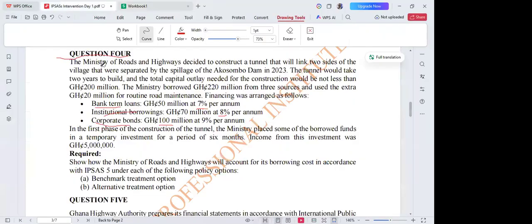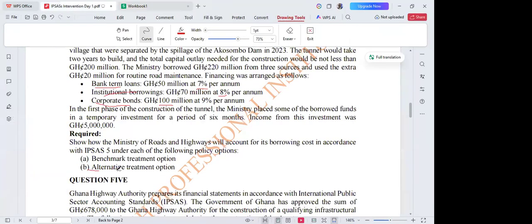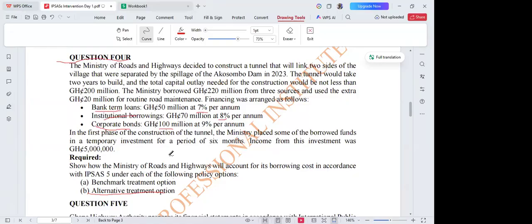But B is asking us to do the alternative treatment approach, and this is the one which is the same as IFRS. With the alternative treatment approach, you are supposed to capitalize the borrowing cost that relates to the qualifying asset, and the aspect that does not relate to it, you expense it. How are you going to know the one to capitalize and the one not to capitalize? You first have to identify whether it's specific borrowing or general borrowing. So let's go through the question. Do we have specific borrowing or general borrowing?